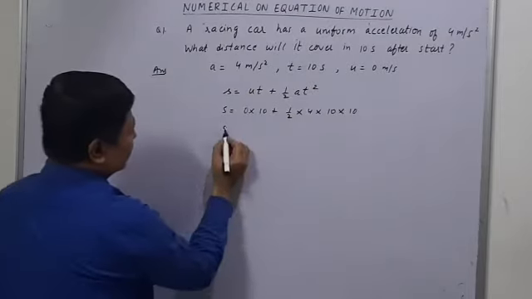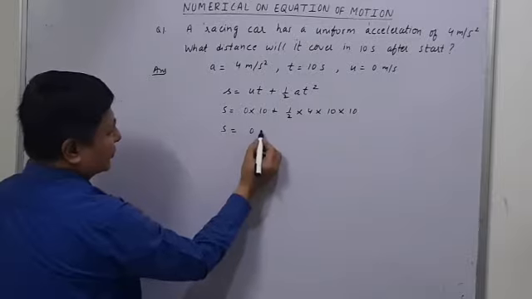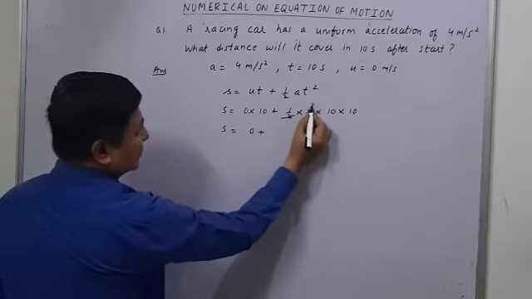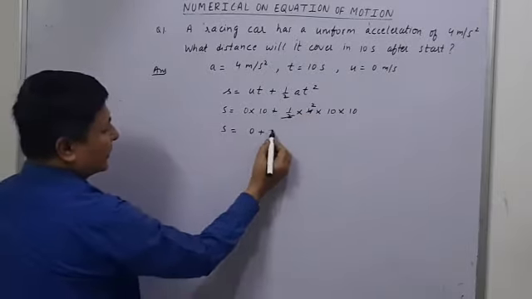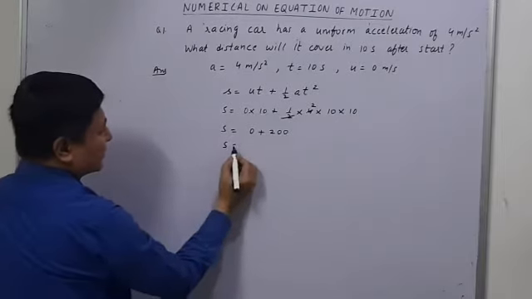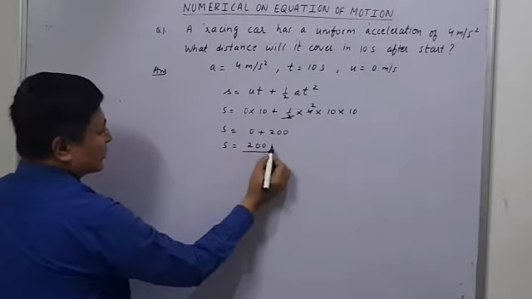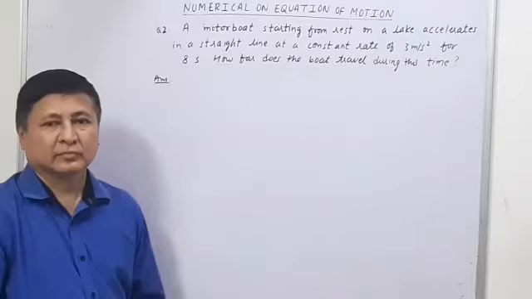So S is equals to 0 into 10 is 0, plus, we'll cancel this. This will become 2. 2 into 10 into 10 is 200. So the distance traveled by the car is 200 meter.